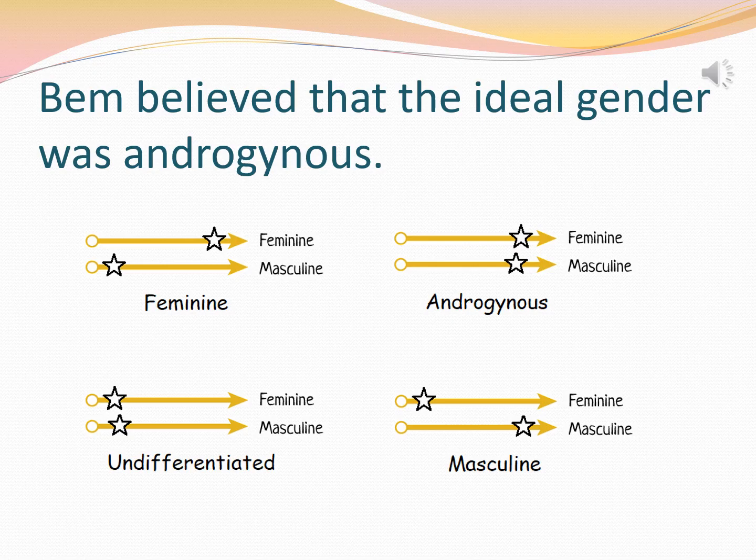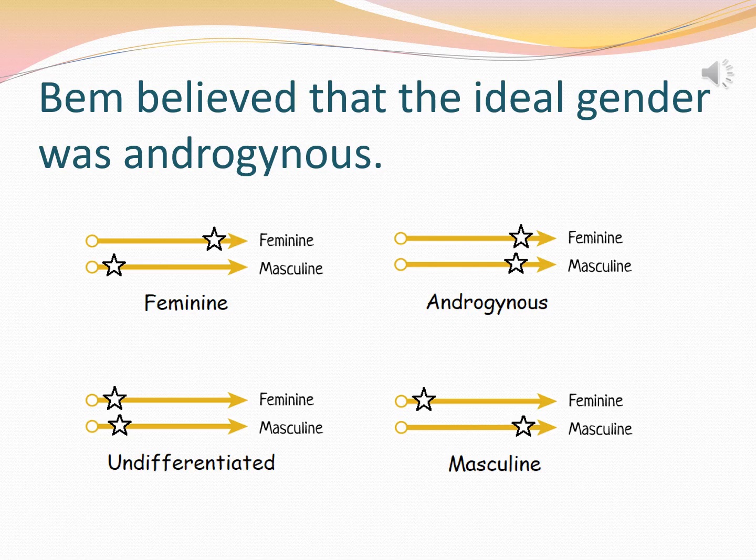They are compassionate and act as a leader. They are ambitious and gentle. Bem believed that both masculinity and femininity were good things, really. There were benefits to both. So actually, for her, the ideal gender would be someone who's both masculine and feminine, someone who's androgynous. It's also possible to score low on both. Bem called this undifferentiated. This kind of person does not comply to either set of gender expectations.